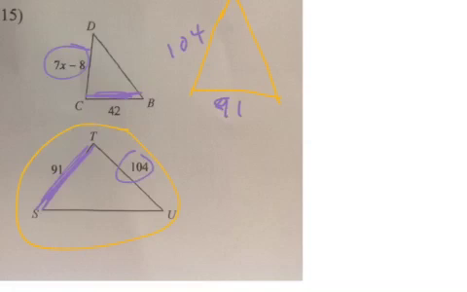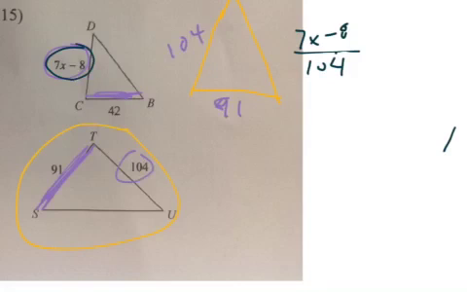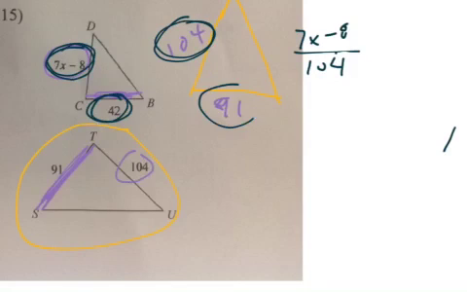So now we're ready to go. We're ready to solve this. So what do I have here is, does everybody agree I have 7x minus 8? And that matches the 104. Again, left side matches left side, just like the bottom here will match the bottom there. And of course, that means 42 matches the 91.